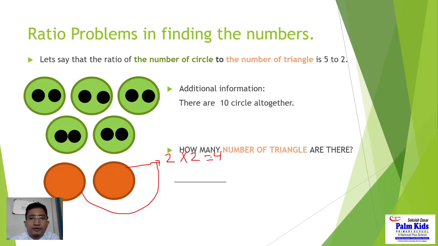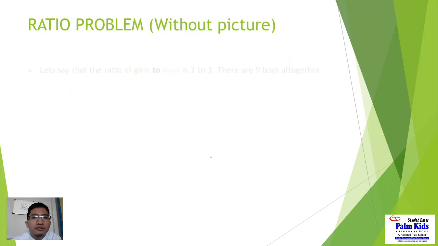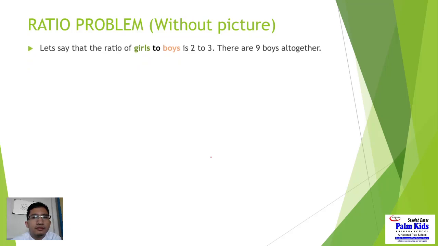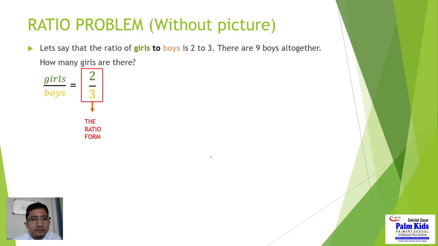Now the last kind of problem that we would have is the form where there are boys altogether, now without the picture. So this would be easier if there is no picture because it can be faster. You make it in the form of a fraction. Let's say that the ratio of girls to boys is 2 to 3. There are 9 boys altogether. How many girls are there?